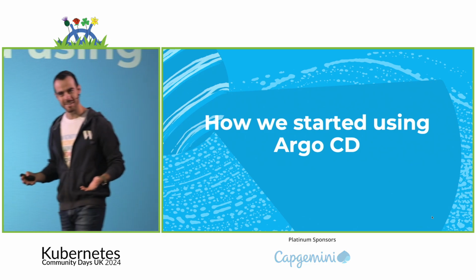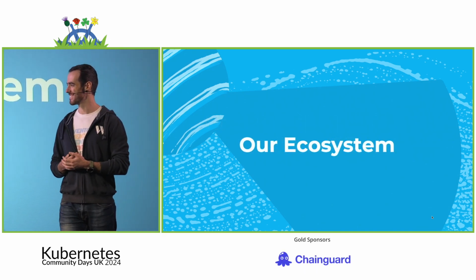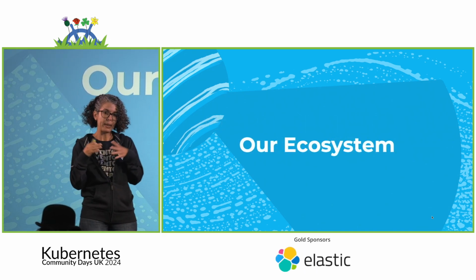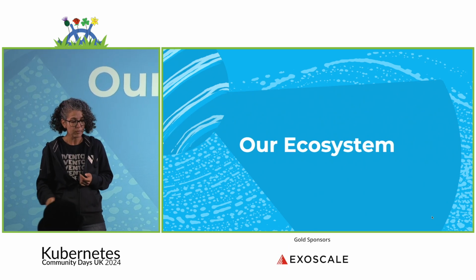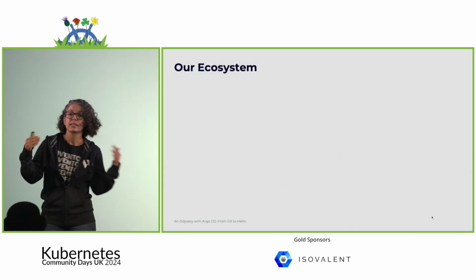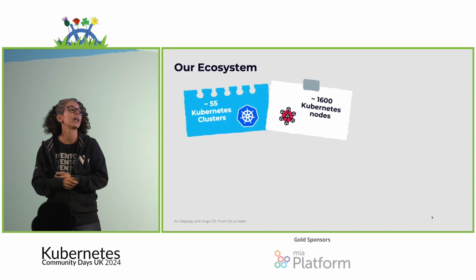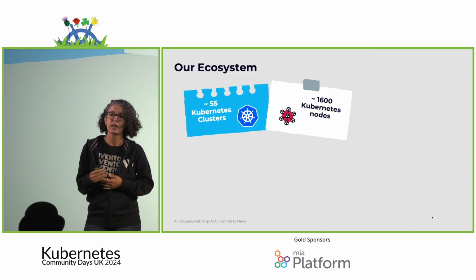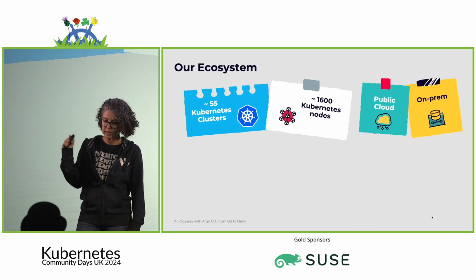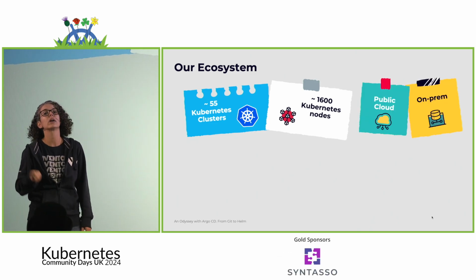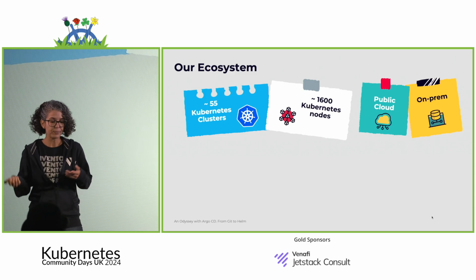Right, so let's start. How we started using ArgoCD? Well, before jumping into that, let me explain a bit our ecosystem so you can understand better the decisions that we took. Our DevOps department is a centralized team that offers Kubernetes clusters as a service for our development teams. We manage around 55 Kubernetes clusters with 1,600 nodes. Those Kubernetes clusters are provisioned in both public cloud and also on-prem infrastructure.